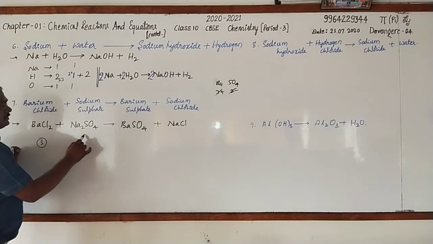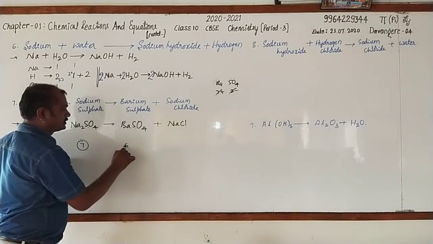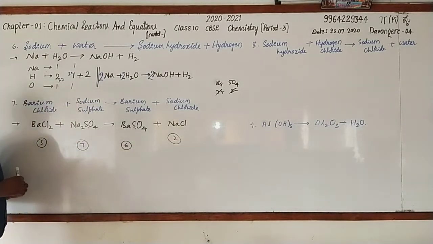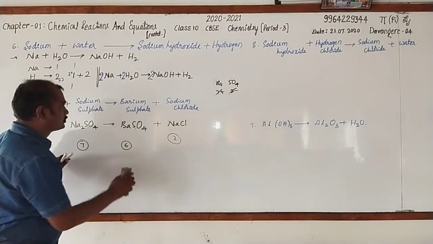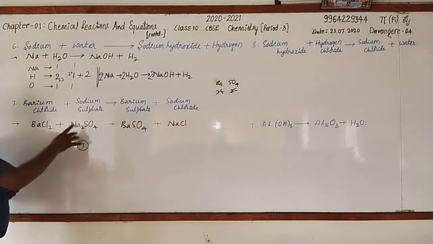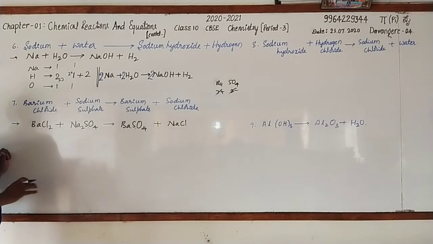Here is 2, 1, 4. How much? 7. Here 1, 1, 4, 6. Here 1 and 1, 2. Which one has maximum number of atoms? It is sodium sulfate. In that, which element has maximum number of atoms?